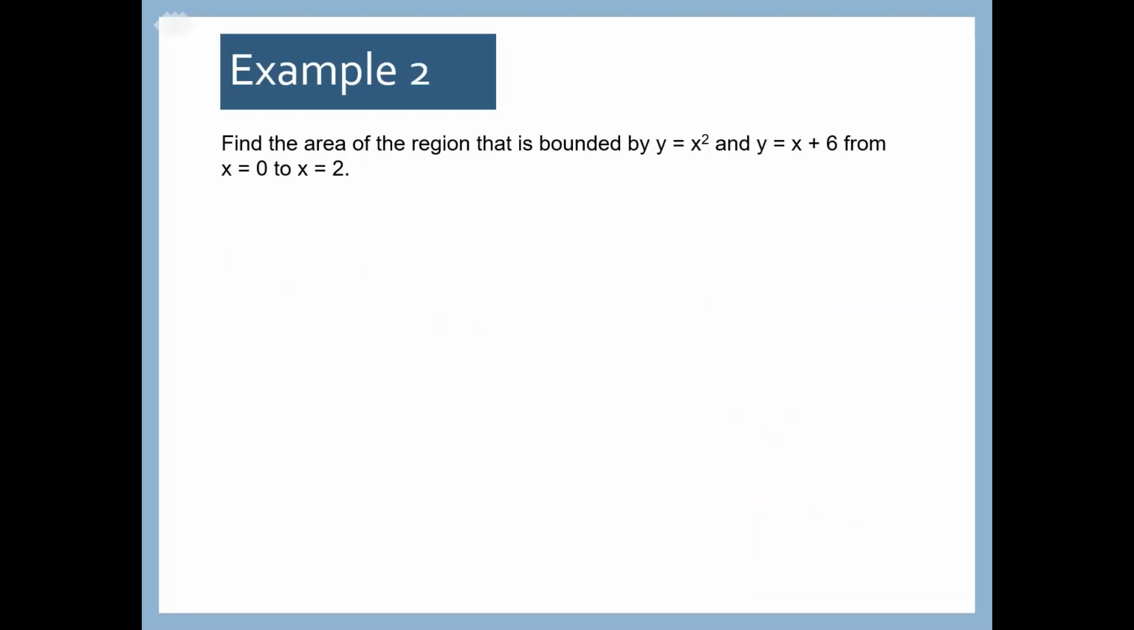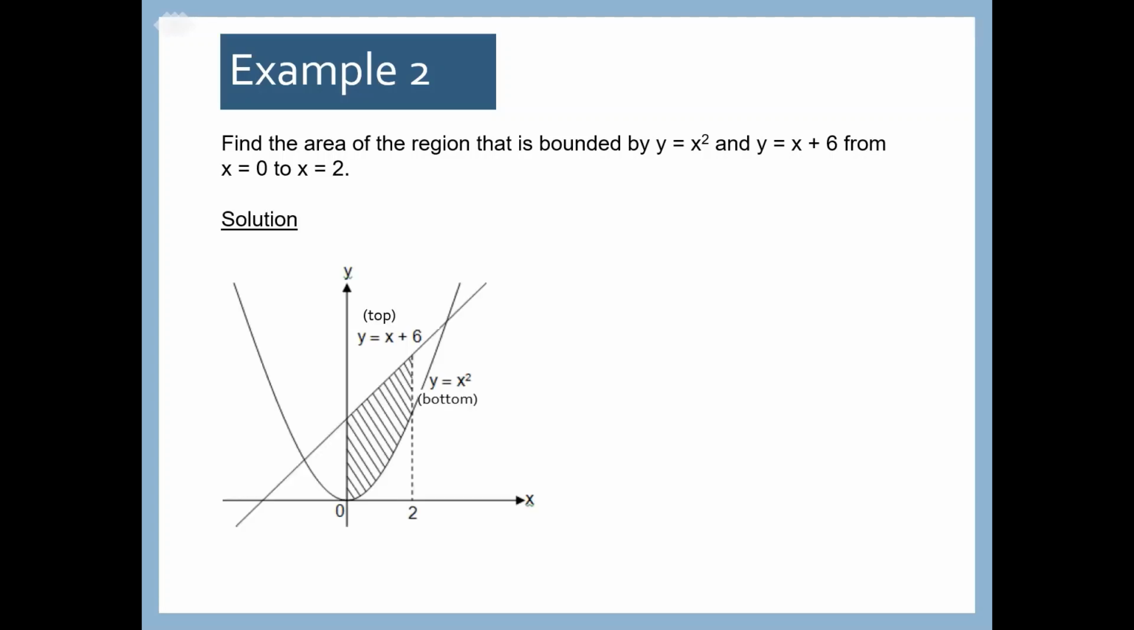Now, refer to example 2. Find the area of the shaded region that is bounded by y equal to x squared and y equal to x plus 6 from x equal to 0 to x equal to 2. Given that y equal to x squared is a positive quadratic function, it is represented by a smiley face with vertex at the origin.